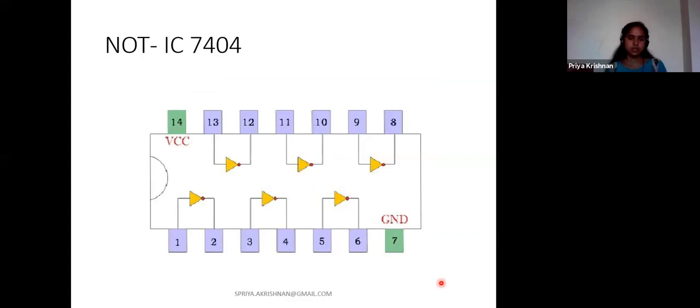For the NOT gate, I have IC 7404, and inside this IC we have six NOT gates available because each has only one input and one output. So in the same space of a 14 pin IC, I can put 6 NOT gates. The space is sufficient to place 6 NOT gates because of one input and one output. And similarly, here VCC is pin number 14 and ground is pin number 7.